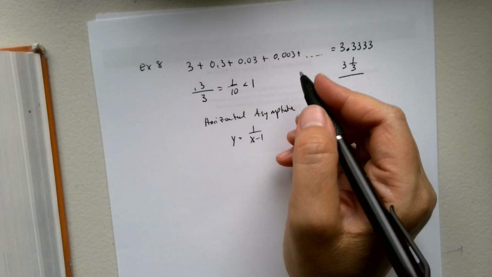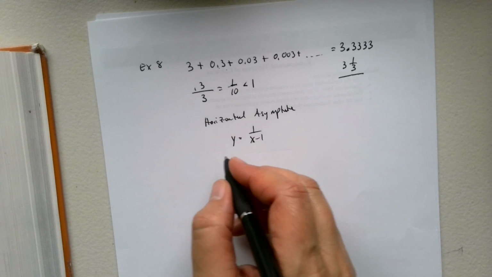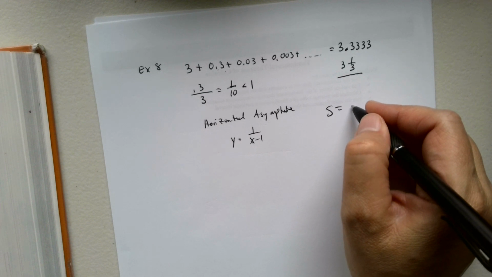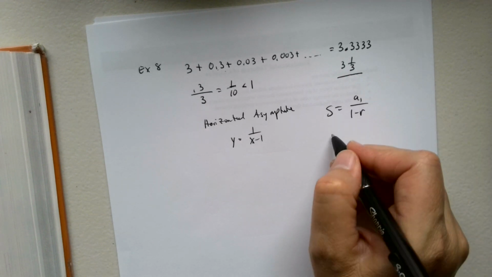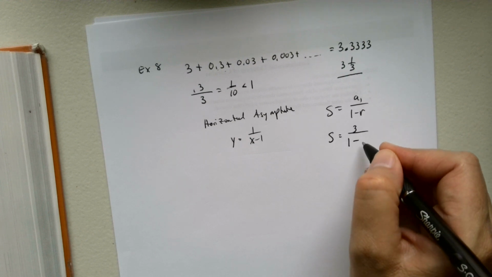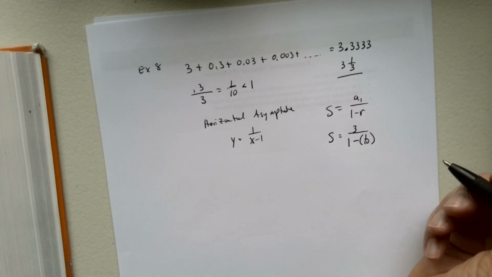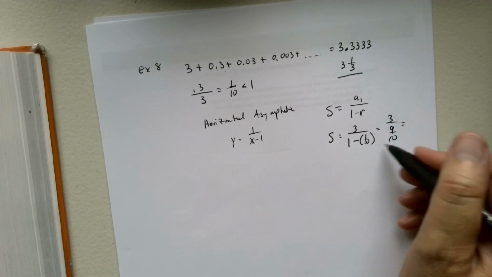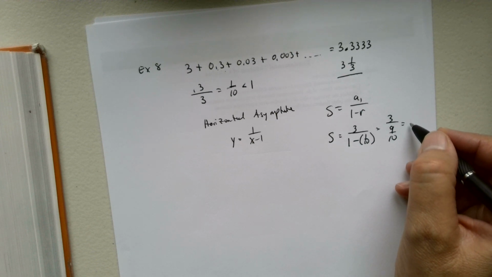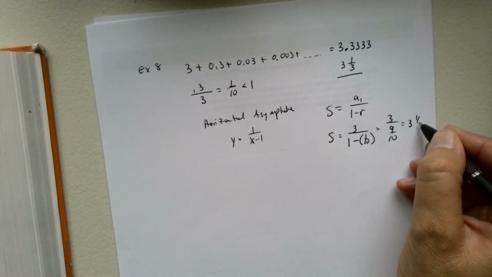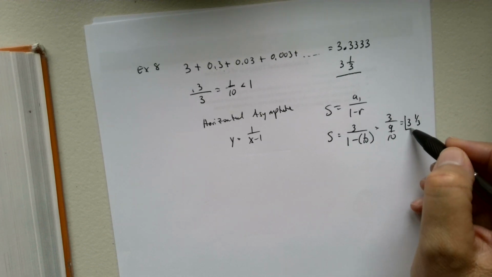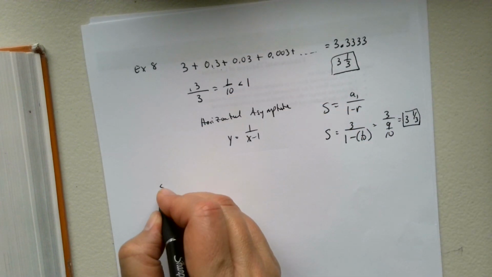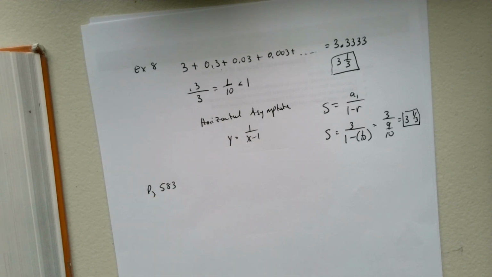Let's use our formula, which said that if we wanted the sum of this series right here, we would need the first term over 1 minus r. So our first term is 3, and our r is 1/10. And so we would have 3 divided by 9/10. And when you multiply that out, you end up with 3 1/3. And so you'll get the same answer that way, because you can't reason all of them out like we were able to on here. So let's go back to page 583 and look at an example.